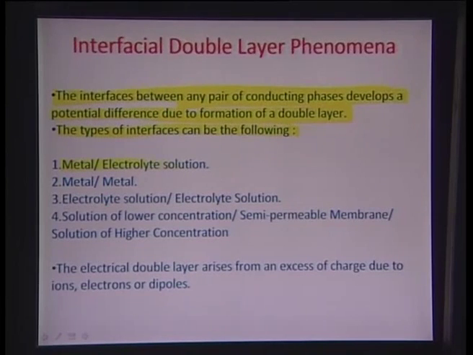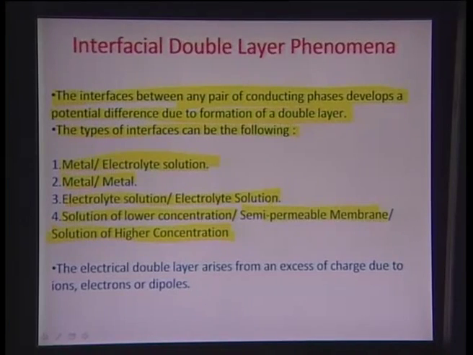Okay. So, the various types of interfaces can be the following. It can be a metal electrolyte interface, a metal and a metal, an electrolyte solution with another electrolyte solution, or a solution of a lower concentration separated by a semipermeable membrane from a solution of a higher concentration. If you may remember, in one of our electrochemistry lectures we talked about this kind of electrode where there are two different oxidant concentrations with a boundary between them, and this can be an alternate means of designing an ion selective electrode.